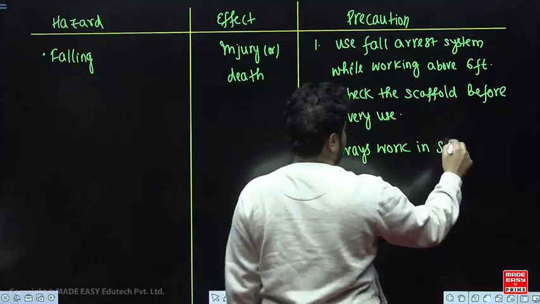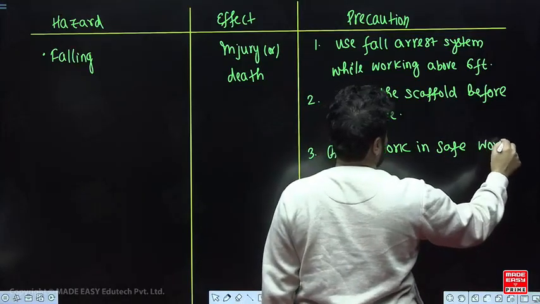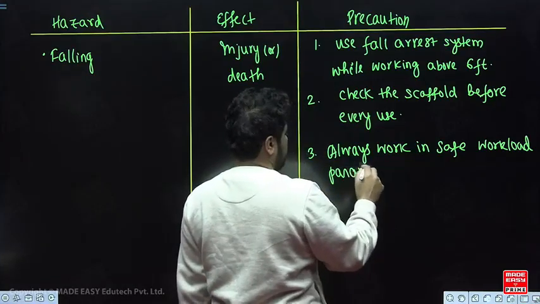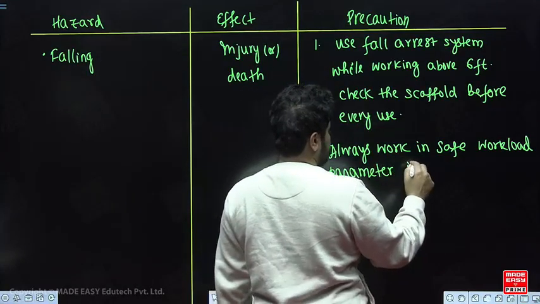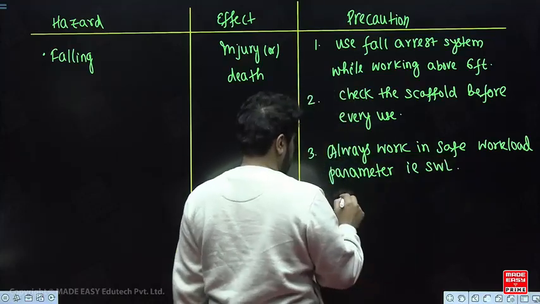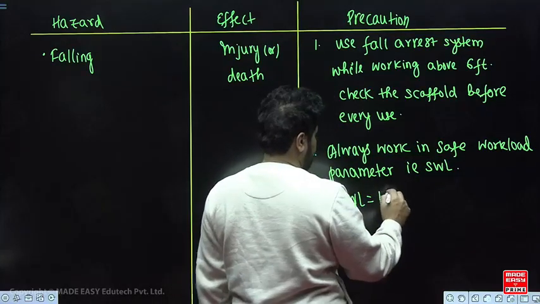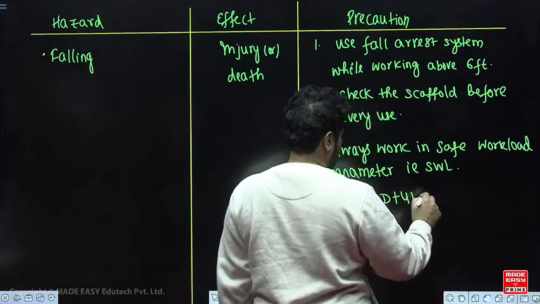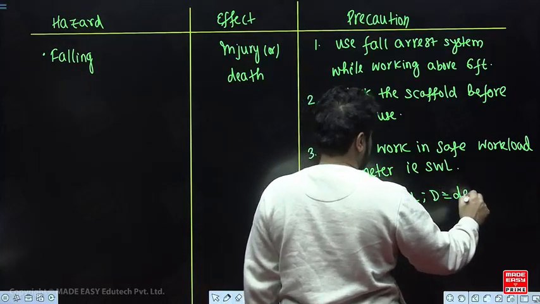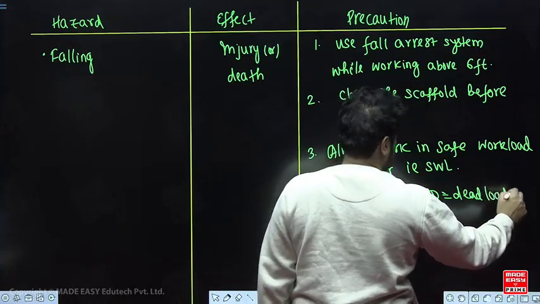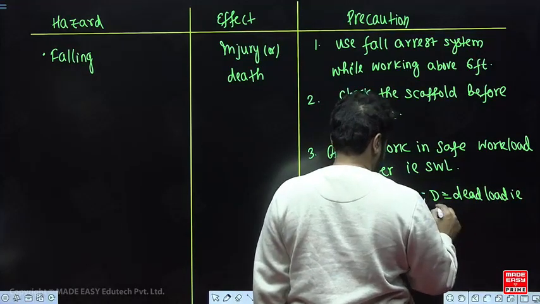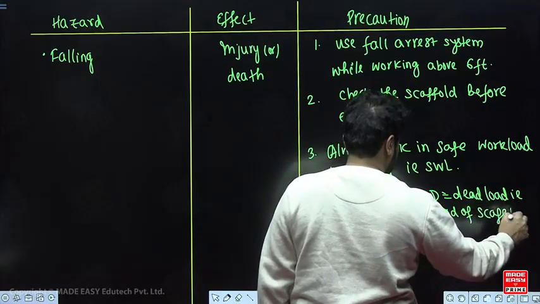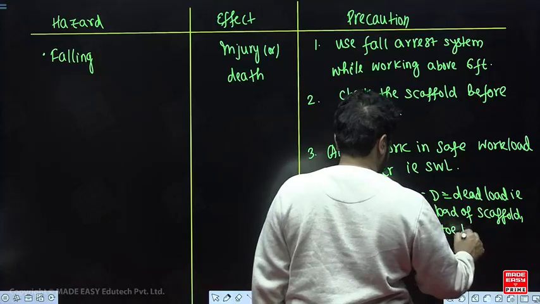in safe workload parameter, that is SWL. Now what is SWL? So SWL is equal to L plus D plus 4L, where D is called as dead load, that is load of scaffold, toe board, etc.